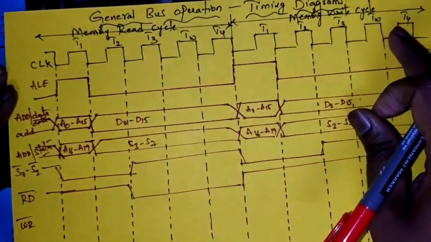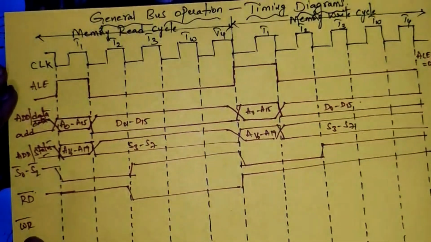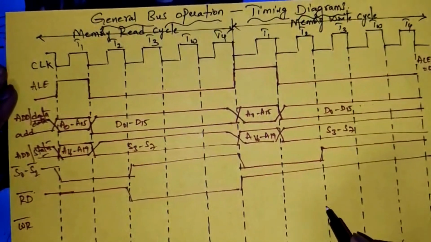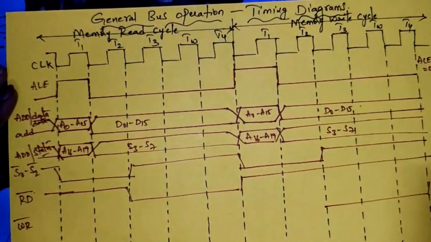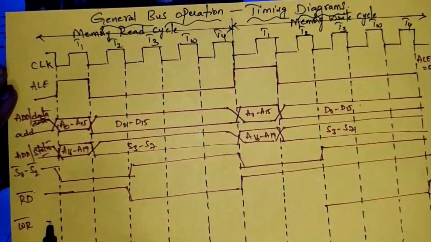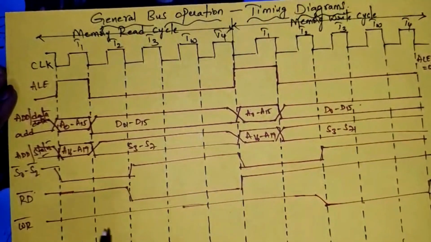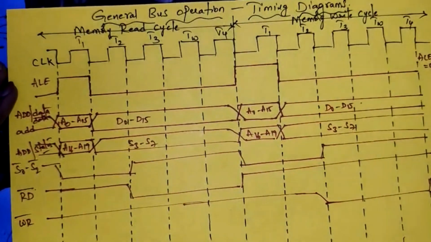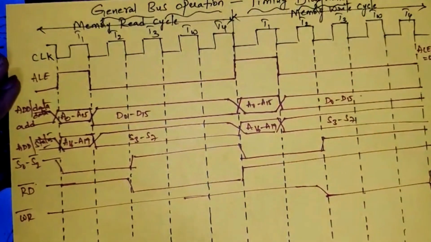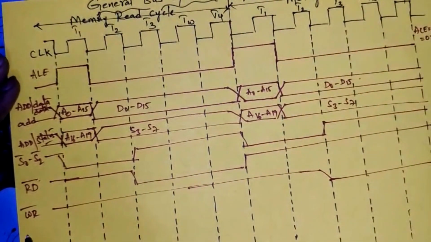Write bar is associated with the write cycle. This is also a logic low signal, so during T3 and T4 it must be low, and in all remaining clock cycles it is high. Okay, this is the timing waveform for the write bar. Now we will see one more, that is DT by R bar.